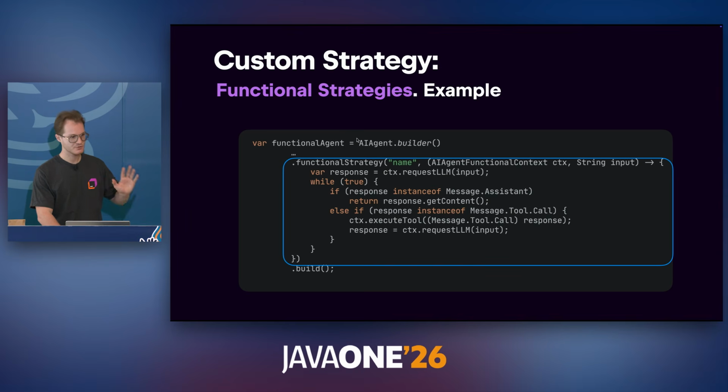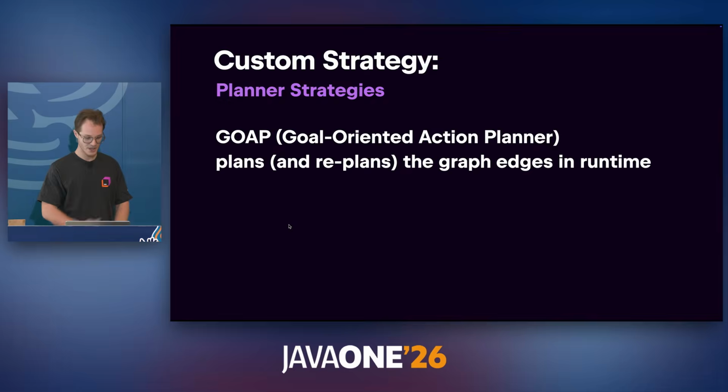I'm not going to dive too deep into that because we don't have enough time for it. But generally speaking, you just use the same AI agent builder. And then instead of providing the graph strategy, you provide the functional strategy. And then inside, you just insert your code, what you want your agent to do.